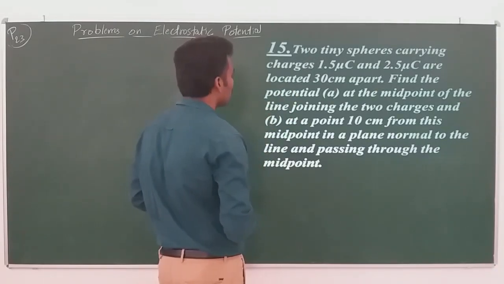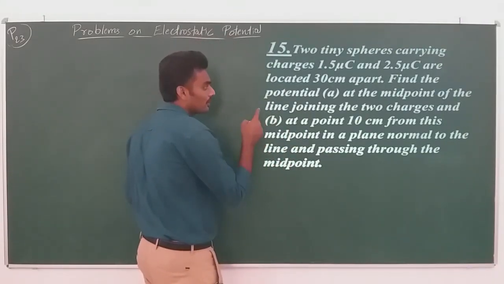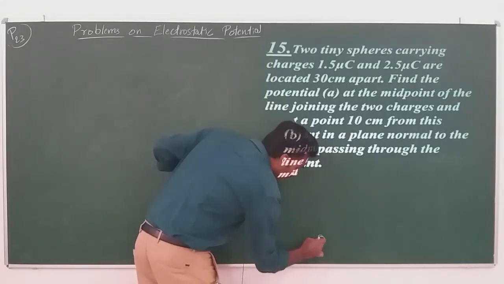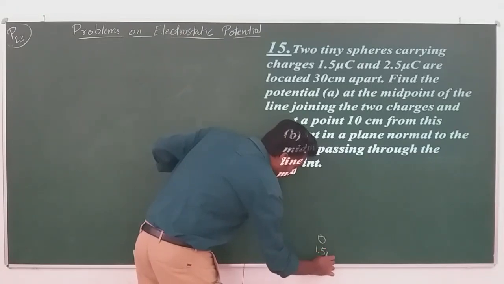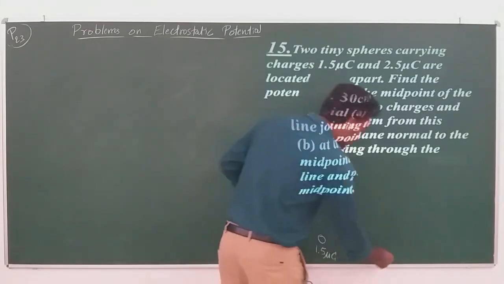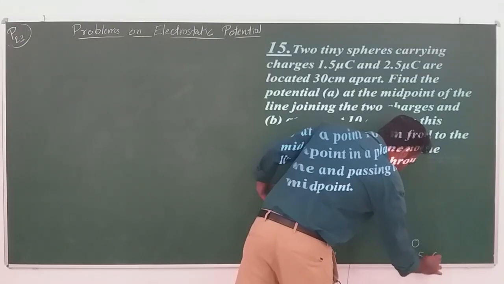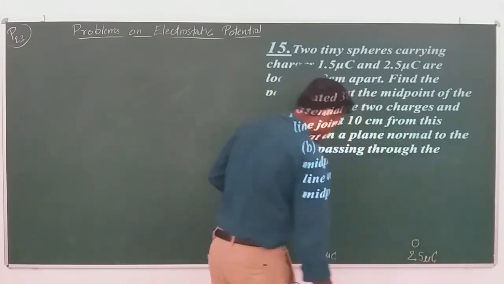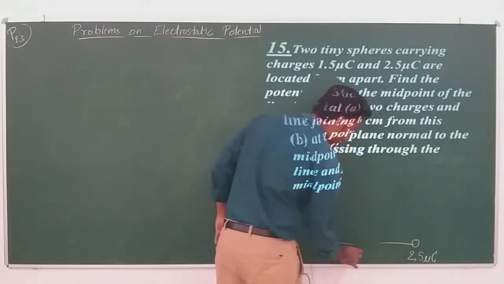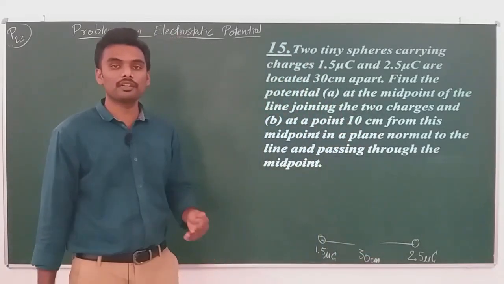The arrangement is as follows. There are two charges, 1.5 microcoulomb and 2.5 microcoulomb, located 30 centimeter apart. So, let me say this be that 1.5 microcoulomb charge, one of the spheres, and let this be the other 2.5 microcoulomb charge. Okay, and these two charges are separated by 30 centimeter, which is 0.3 meter.